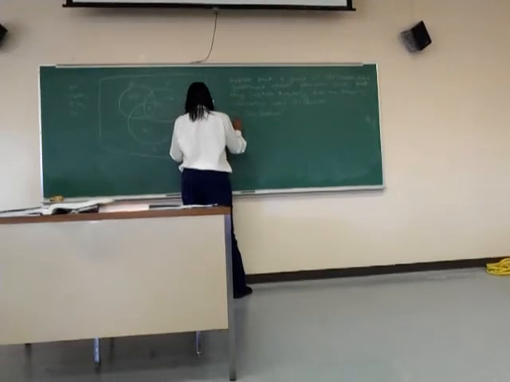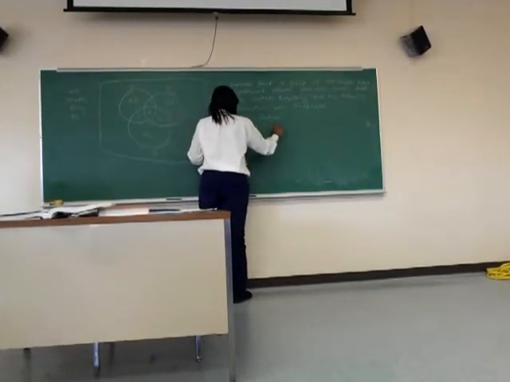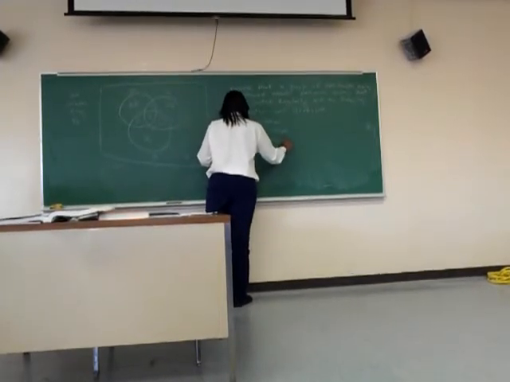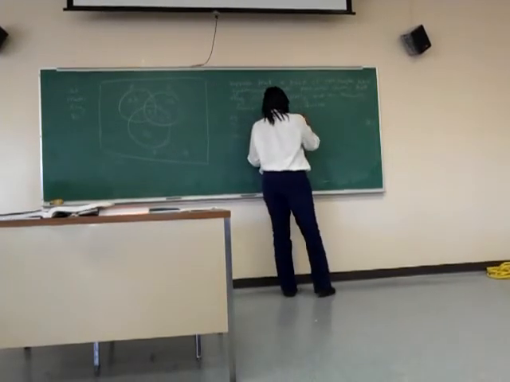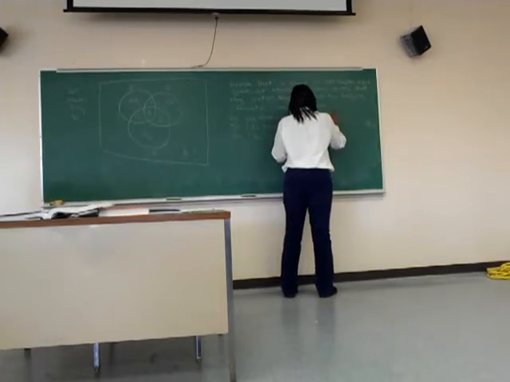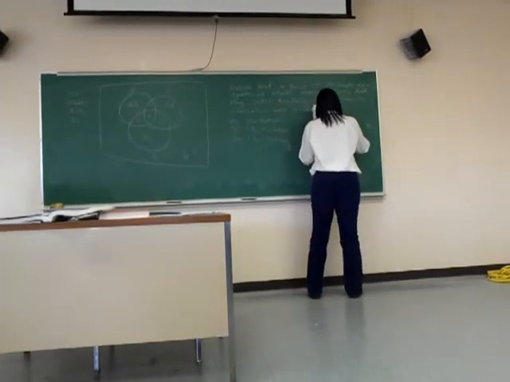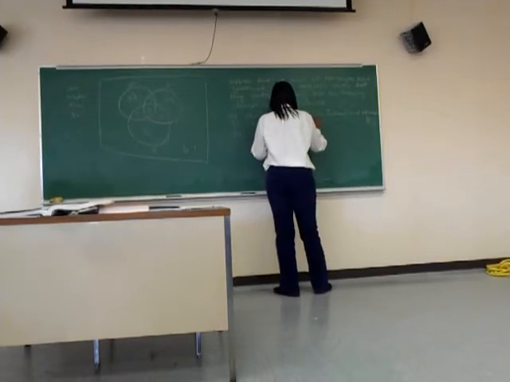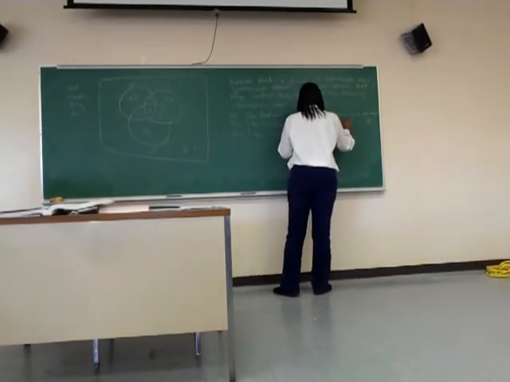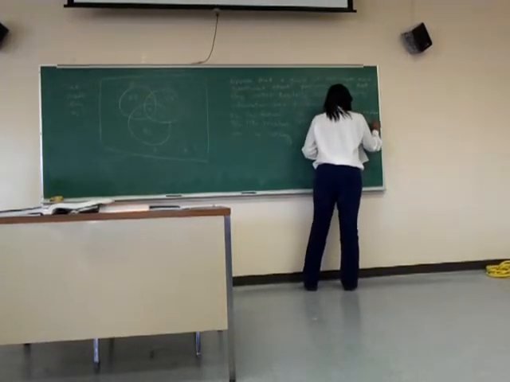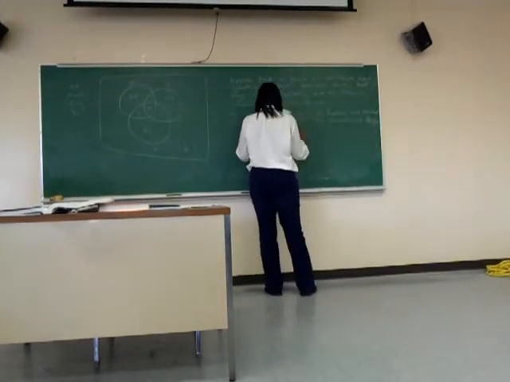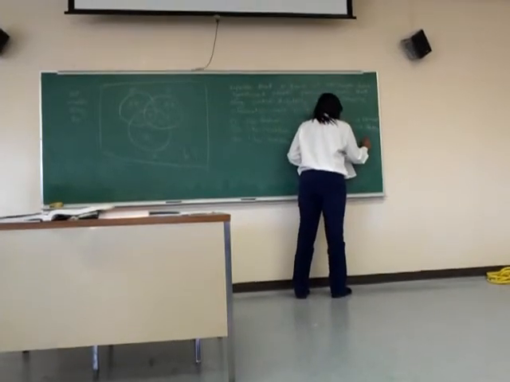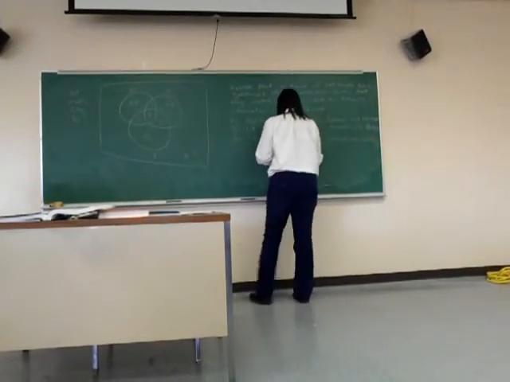Like football. 70 like baseball. 40 like hockey. 40 like football and baseball. 25 like baseball and hockey. 28 like football and hockey. And 20 like all three.